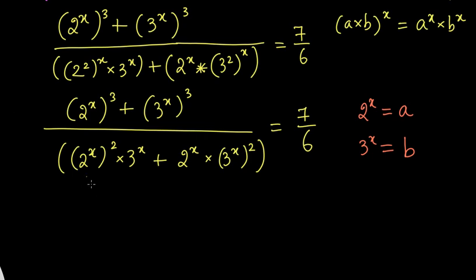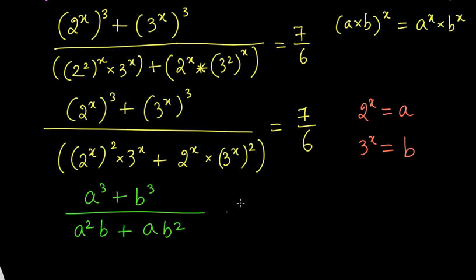Let me change some colors here. So a to the power 3 plus 3 power x is b, so we have b power 3 divided by, in the denominator, 2 power x is a. So it will become a square times b plus this is nothing but a times b squared. So we have done the substitution, and this is equal to 7 by 6.